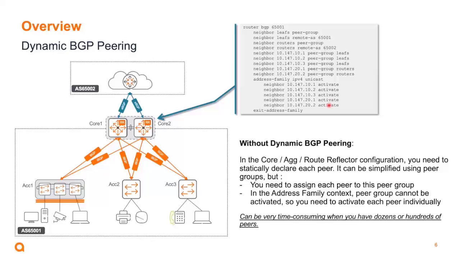When you only have 2 or 3 neighbors, that could be fine. But now that we are moving forward with larger BGP networks in the campus or in the data center, we could need to configure dozens or hundreds of neighbors. This can be very time consuming in terms of manual configuration and also a source of errors.